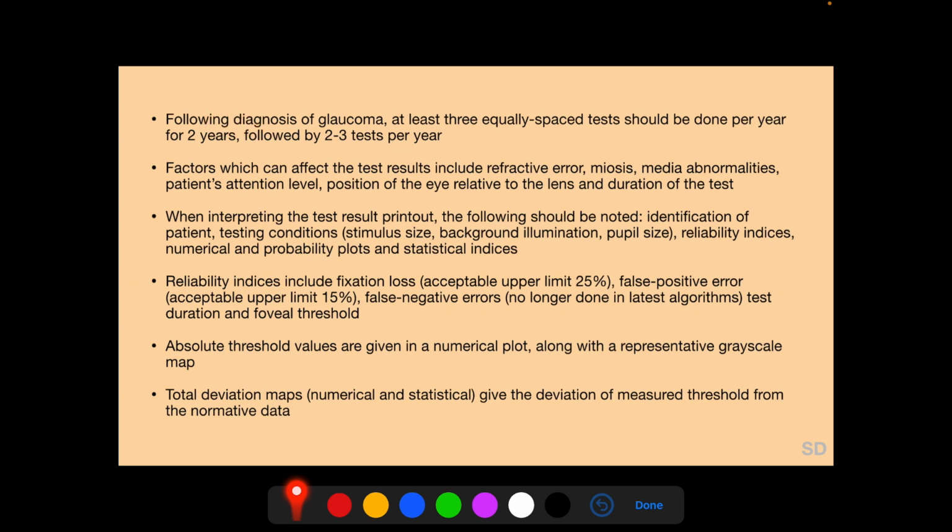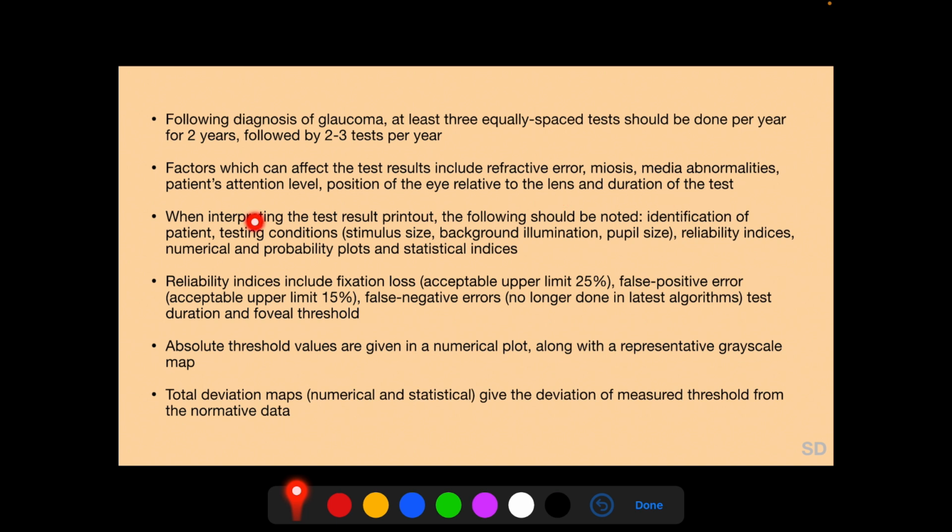Following diagnosis of glaucoma, at least 3 equally spaced tests should be done per year for 2 years, followed by 2 to 3 tests per year as required. Factors which can affect the test result include refractive error, miosis, media abnormalities, patient's attention level, position of the eye relative to the corrective lens, and duration of the test.